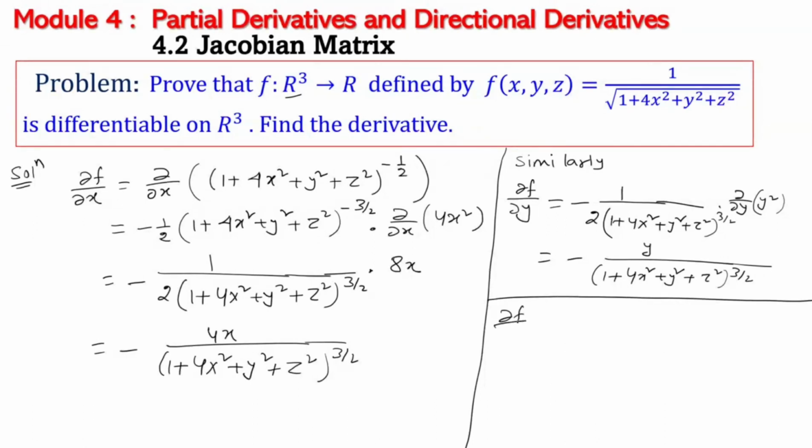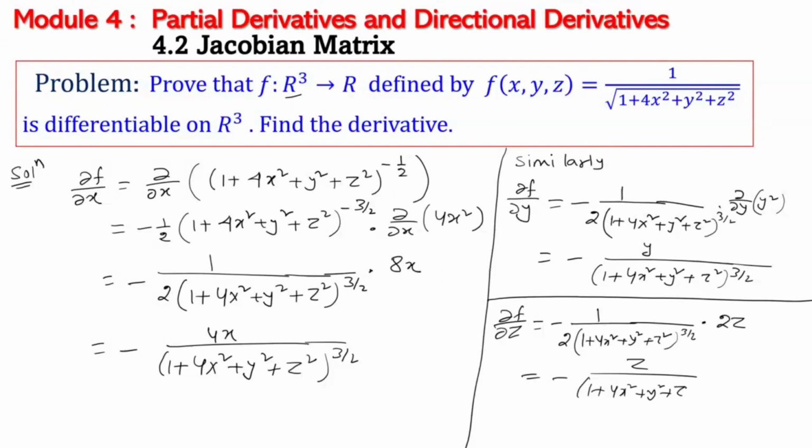Then we have the last one, del f del z. This is equal to minus 1 over 2 times (1 plus 4x squared plus y squared plus z squared) to the power 3 over 2, and then the derivative 2z. So this is equal to minus z over (1 plus 4x squared plus y squared plus z squared) to the power 3 over 2, again it is continuous.